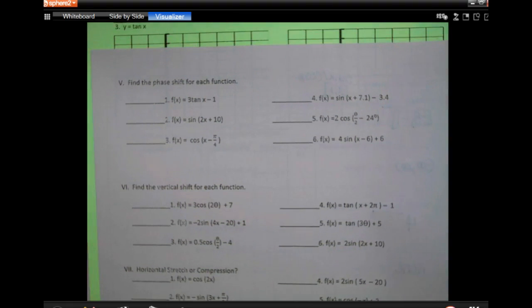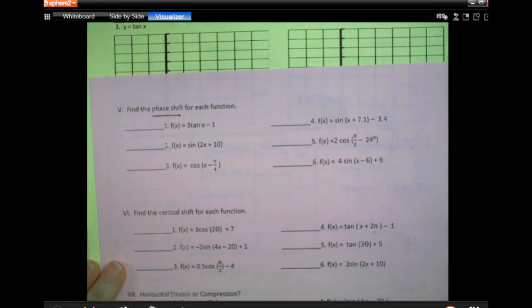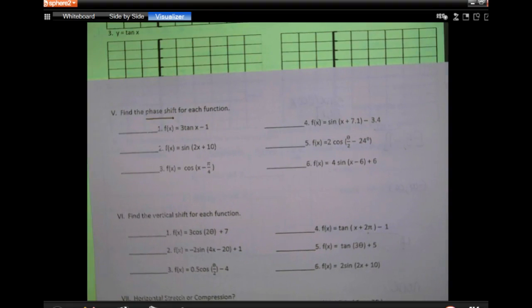All right, on the back. So this time I want the phase shift. The phase shift comes from inside the parentheses. So are there any parentheses on number 1? So is there a phase shift? No. Okay, number 2. Is the number in front of x inside the parentheses or out?